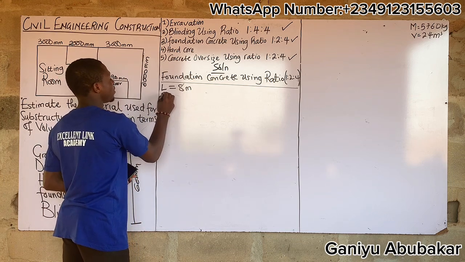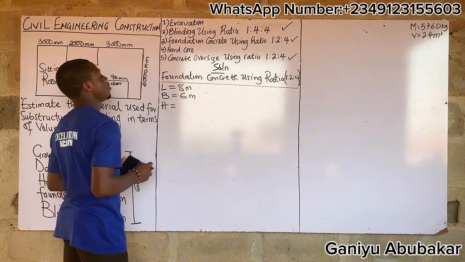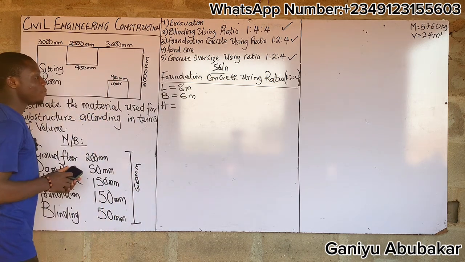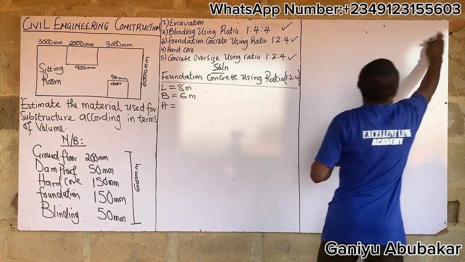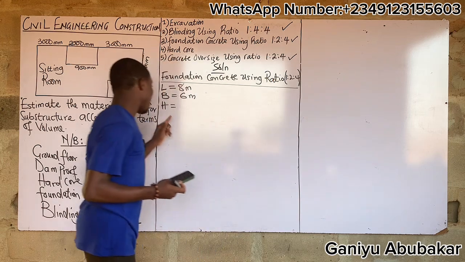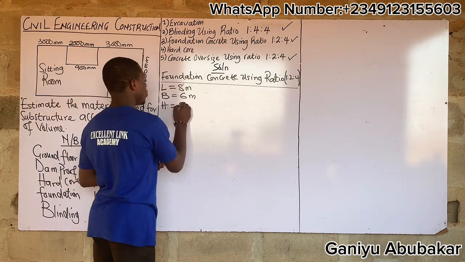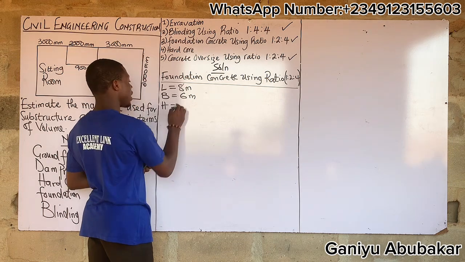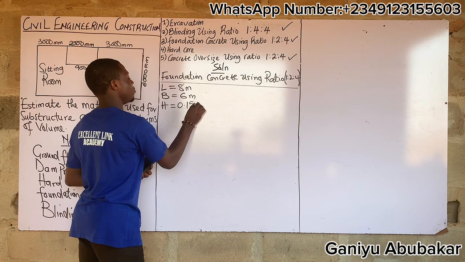My breadth is what? 6 meters. Now my height changes, please. So I will recalculate for my mass and volume again. So what's my height for this foundation? 150. So I have 150 divided by 1000. That's 0.15 meters.